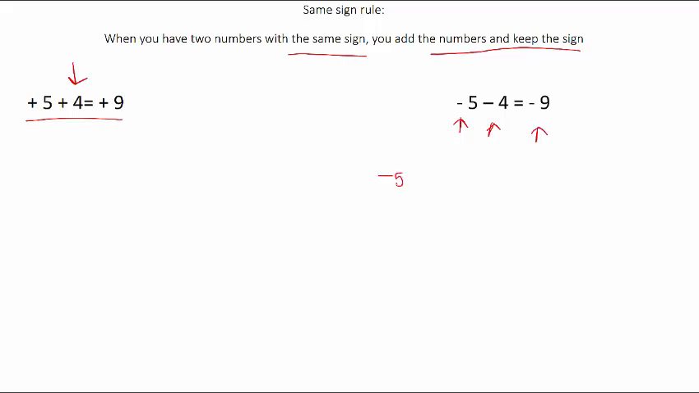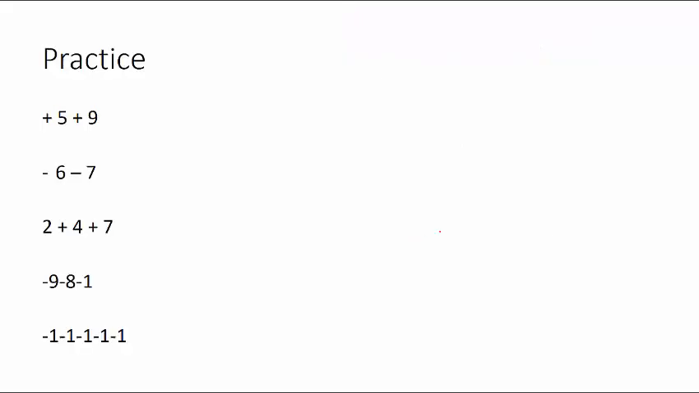And we can think of that as negative 5 plus negative 4 equals negative 9. If you have 5 negatives and you add another 4 negatives, then altogether you have 9 negatives. So again, the same sign rule is saying that when both the numbers have the same sign, you just add the numbers together and you keep the sign for what they have.